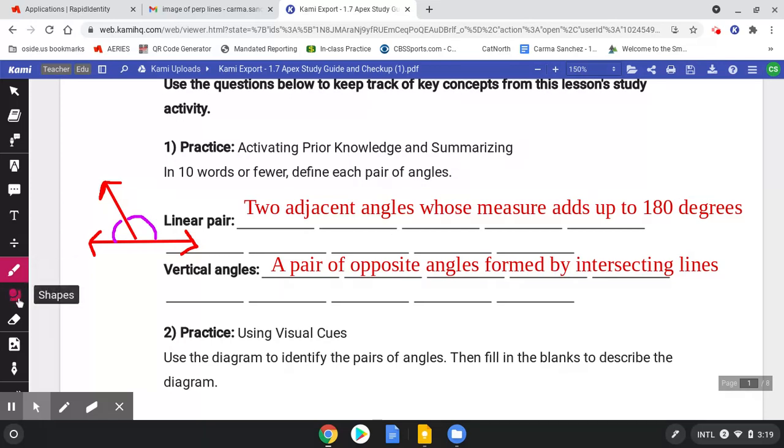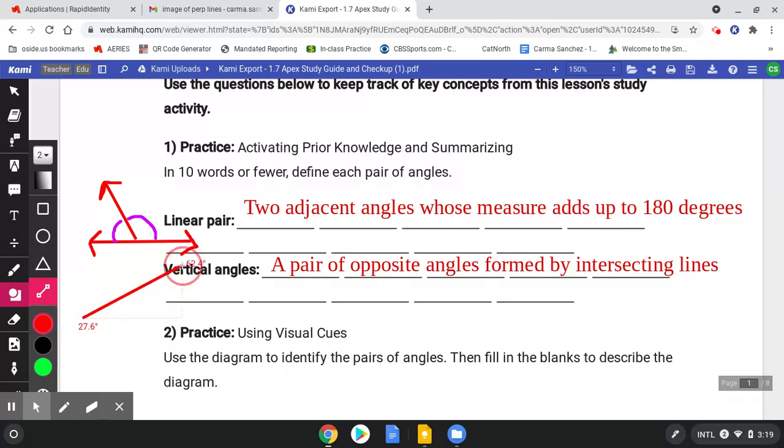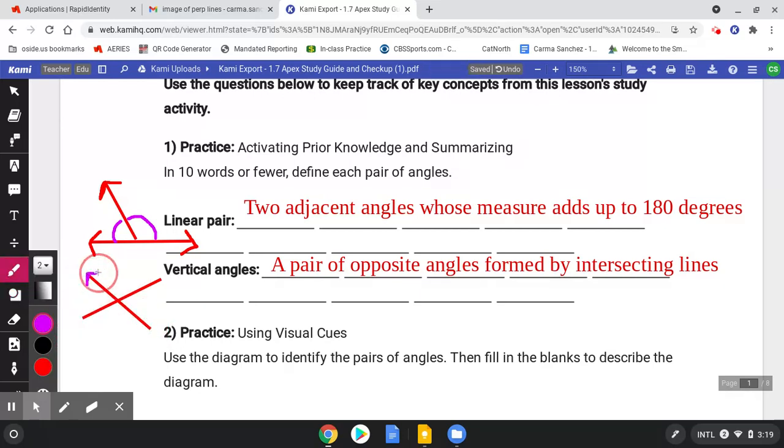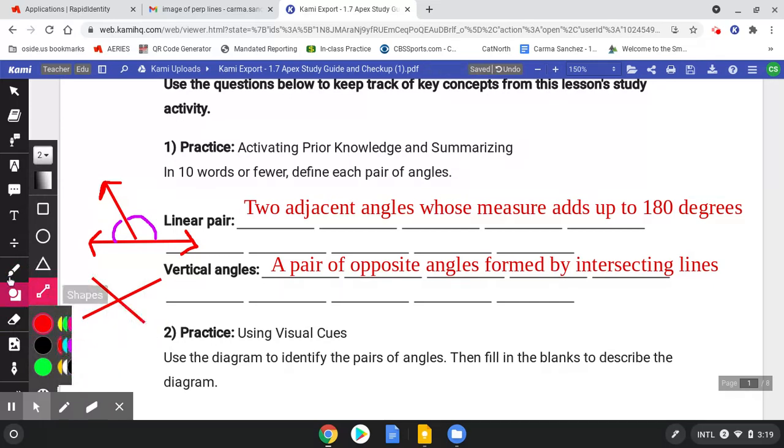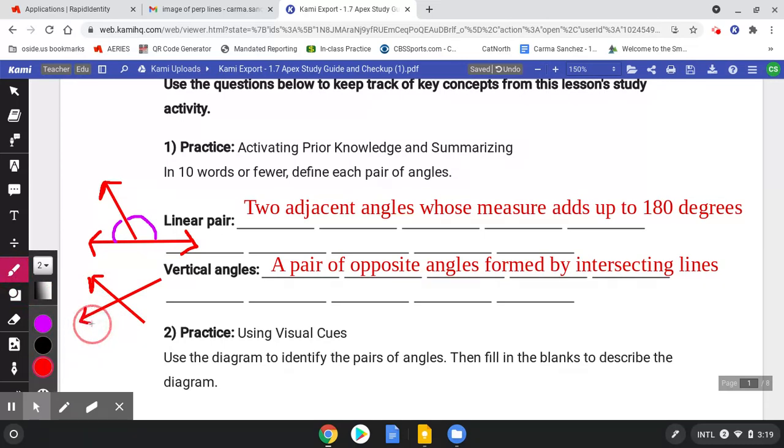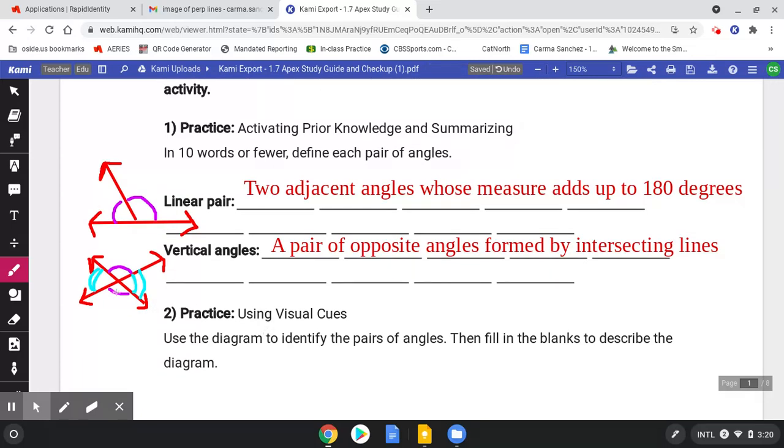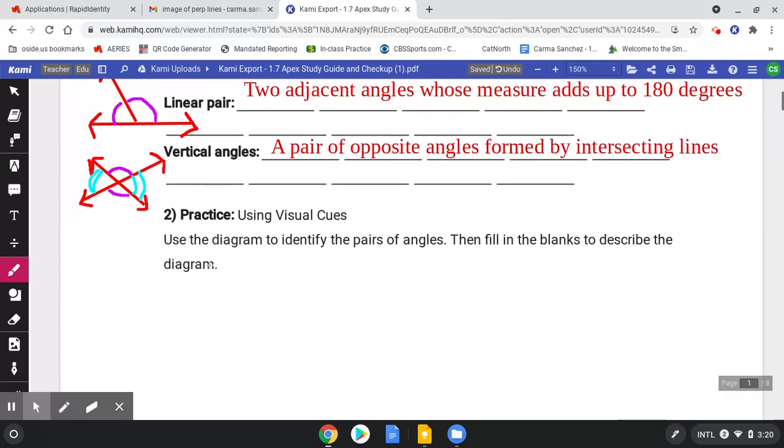Okay, let's go draw the vertical angles. This one is two intersecting lines. And your vertical angles are the angles opposite of each other or across. A pair of opposite angles formed by intersecting lines. So I could say that these two angles are vertical. I also can say that these two angles are vertical. So keep that in mind that when you do make two intersecting lines, it actually makes two sets or two pairs of vertical angles. So use the diagram to identify.